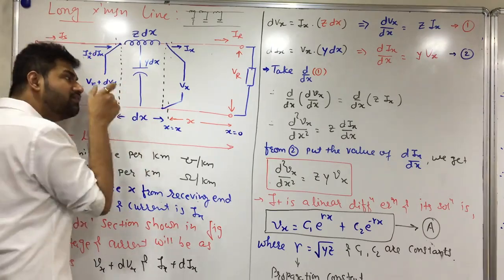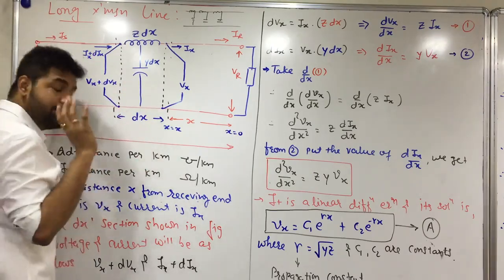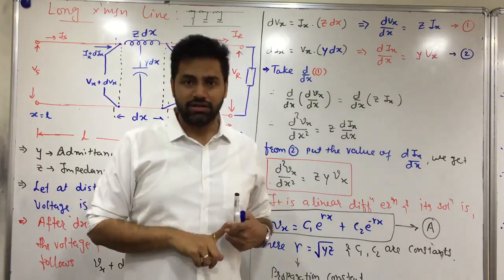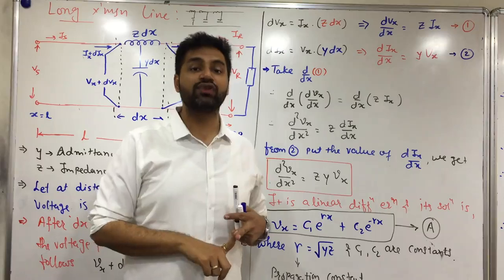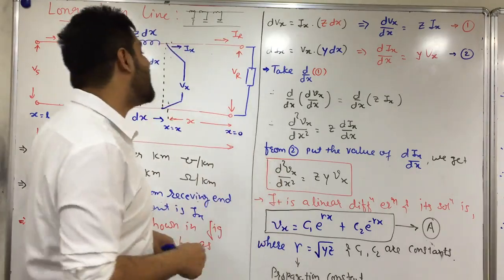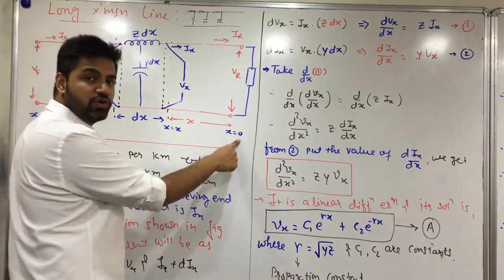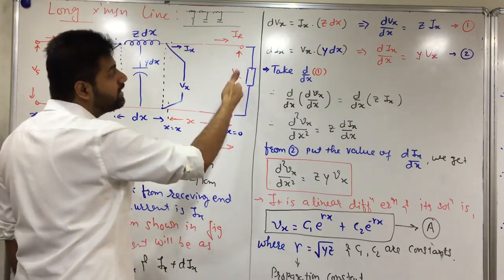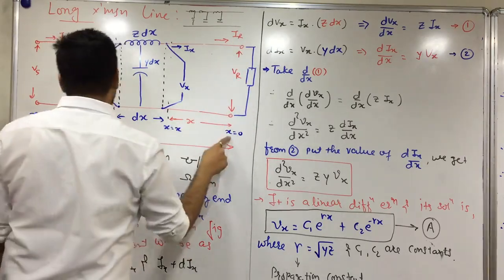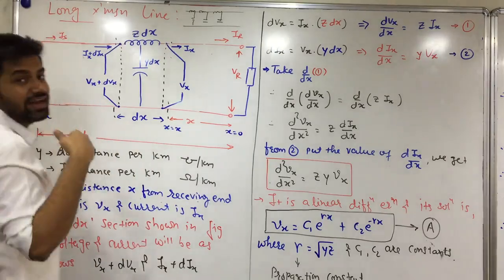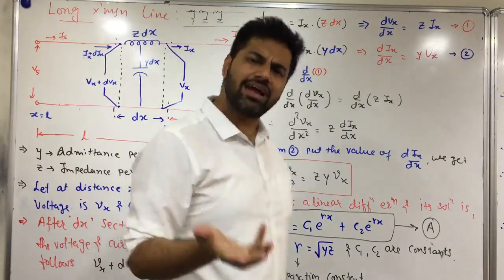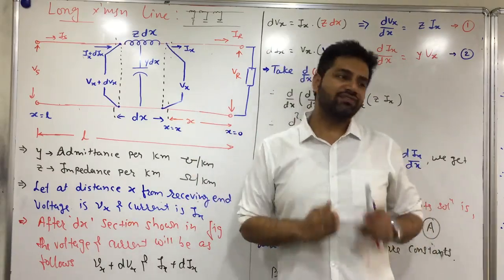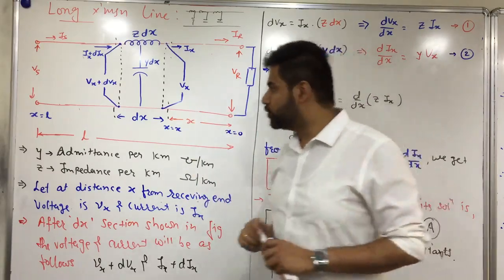We are considering a very small element, and we must have understood by now that voltage is a function of length and current is also a function of length, and in our case, length is x. Considering x equal to 0 here, which is our receiving end, the voltage is VR and current is IR, and x equal to L is my sending end, where the voltage is Vs and current is Is. So voltage and current both are functions of x.